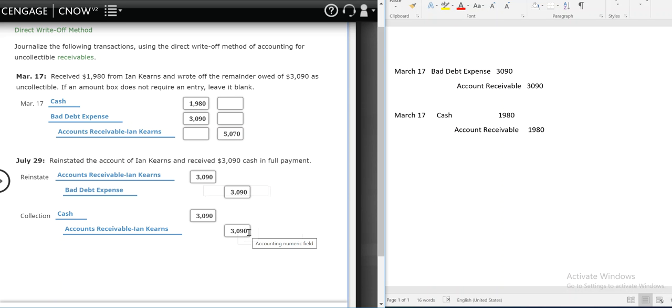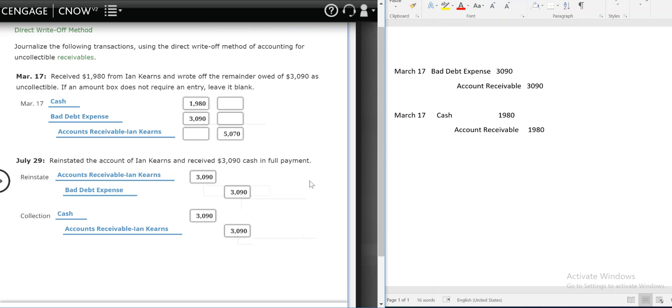The bad debt expense also has a 0 amount, because here you debited bad debt expense 3,090 and here you credited it. So the bad debt expense will also have 0 for Ian. At the end, you end up with cash and fees earned.